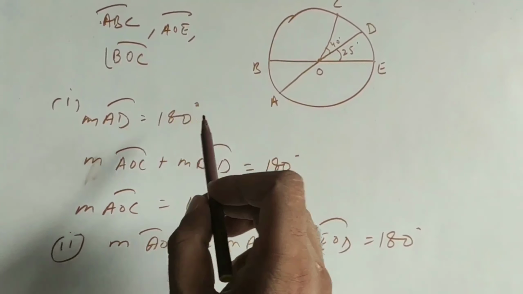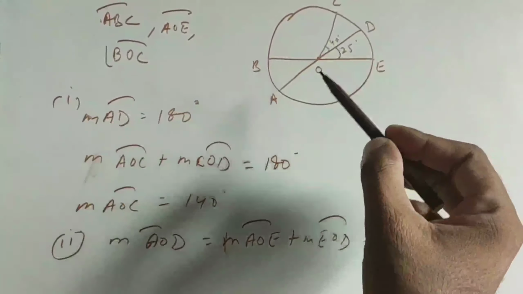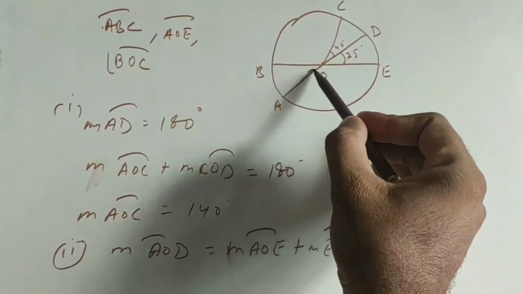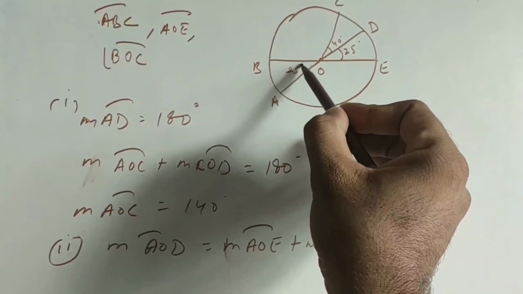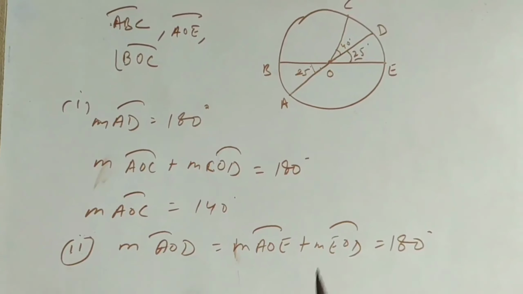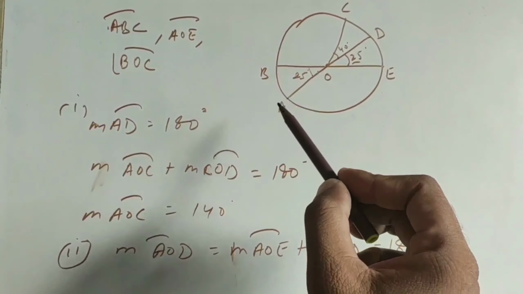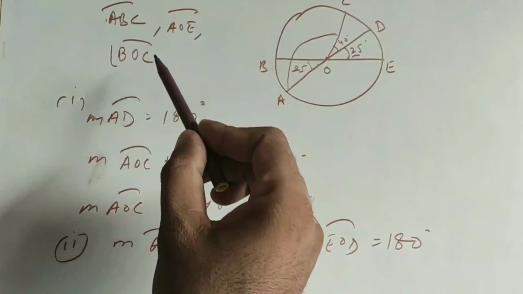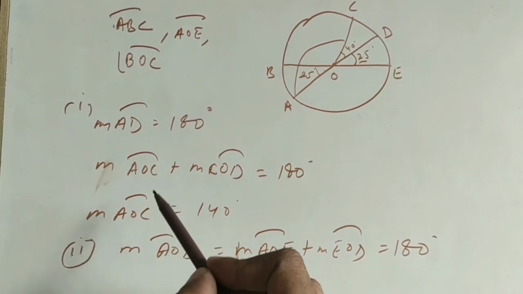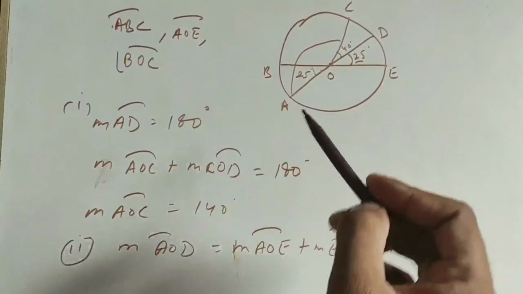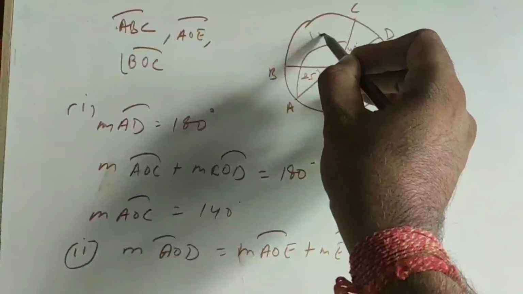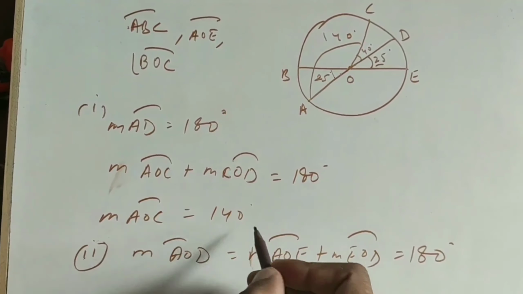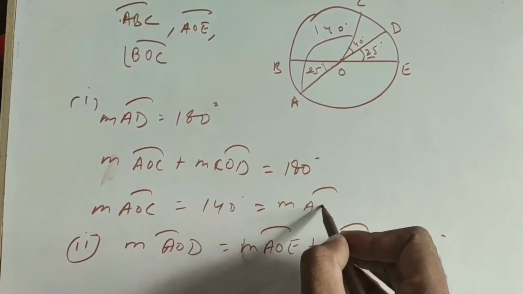In the next part we need to find out BOC. To find out BOC, we need this as 25. This will be 25 because this is vertically opposite. And in the first part we have got this value. How much was this value in the first part? We got ABC, AOC or ABC is the same thing. So this is 140 degrees. ABC and AOC are the same thing. So this is equal to the measure of arc ABC.